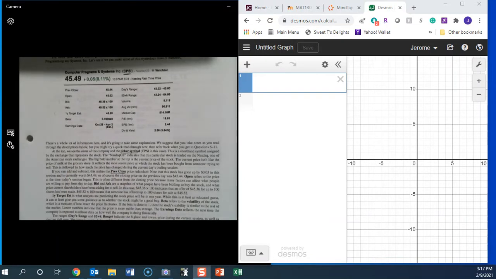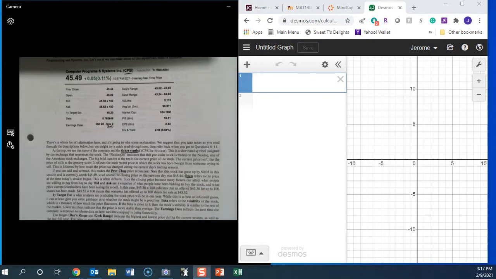Now we have the next thing, which is open. Open means what was the price of the stock as soon as the stock exchange started. So it opened up a little lower at $45.02.